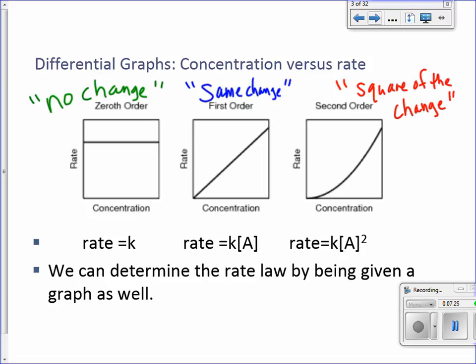And you see, yes, the square of the change here, just to note, obviously is more exponential curvature going on there.